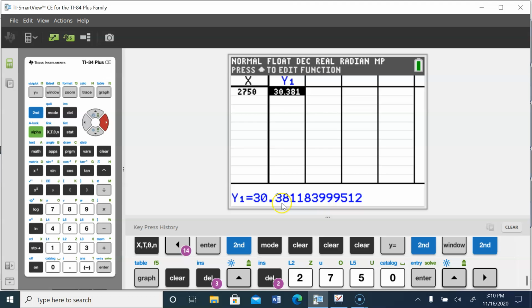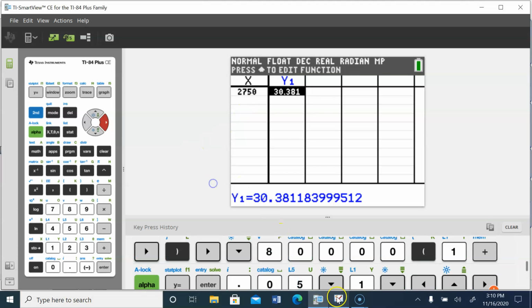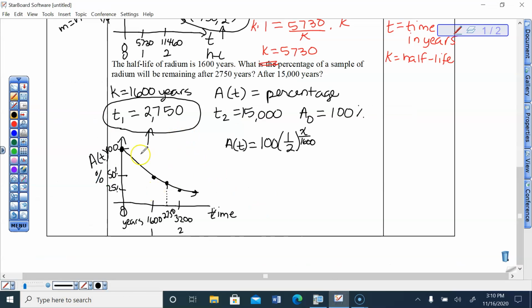There's approximately 38.38% left at that point. So let's go back and look at our graph real quick and see if that makes sense. Well, that feels pretty good. So we're going to do our A of 2750. When we plug that in, that gave us about 38.38%.